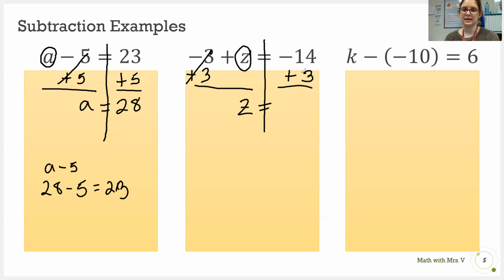These are different signs. My integer rules say when my signs are different, I subtract. 14 minus 3 is 11. I have 14 negatives, 3 positives, so I have more negatives, so this is a -11.